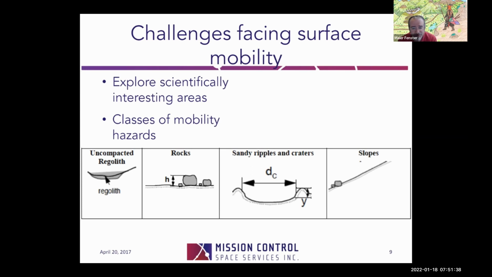So Mission Control Space Services has one of these Mars gardens. I was unable to download a picture of it, but it's very big. It's like a football field.